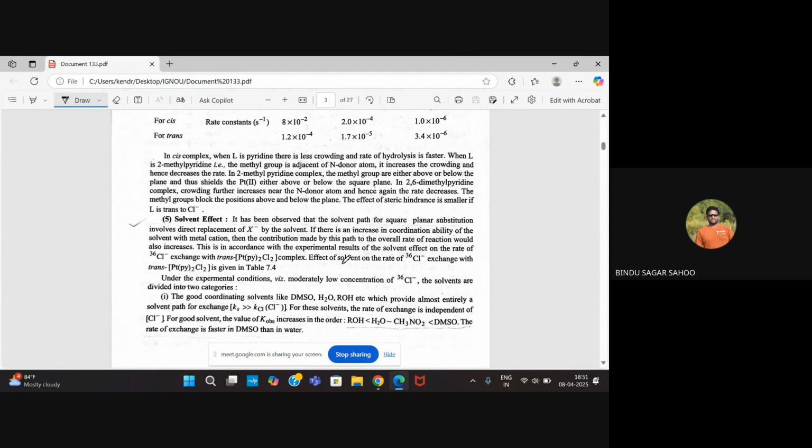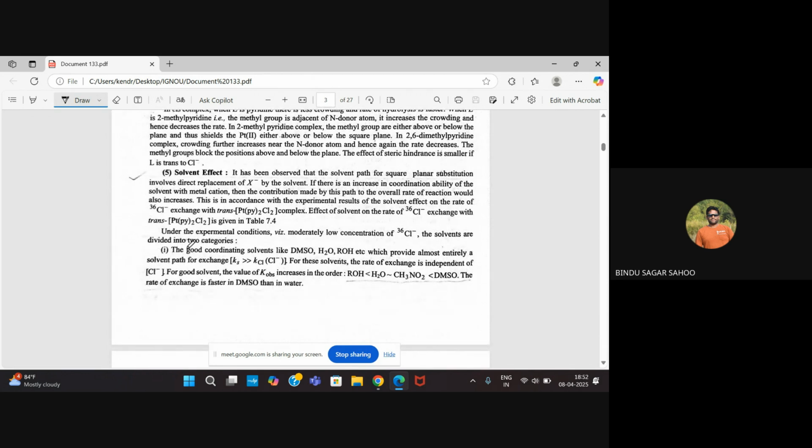The next most important effect is the solvent effect. In square planar complexes, mostly you use solvents that have good coordinating tendency with the metal. That means they can interact easily with the metal complex, and can easily donate their electron density towards the metal complex. So the solvent must have a good coordinating tendency.